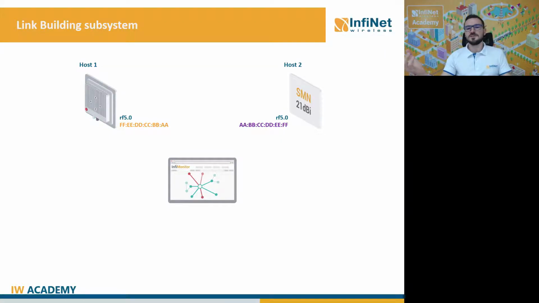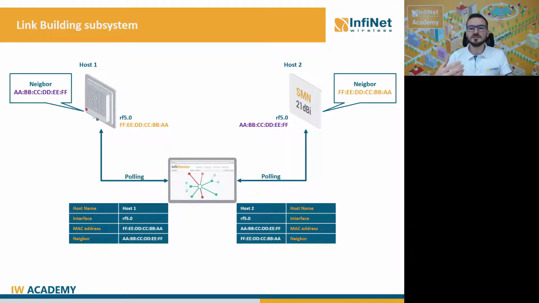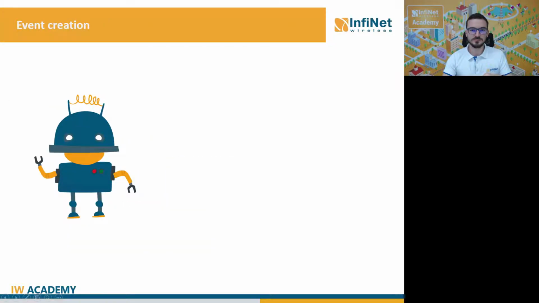One of the key features of InfiMONITOR is to build an accurate map of all the links within the network, and a subsystem called link building is responsible for this task. It receives the necessary information about the devices during polling, and then it determines in real time to which known hosts they are connected. The creation of an event will be triggered whenever one or more of the host or link parameters deviate from the normal values.